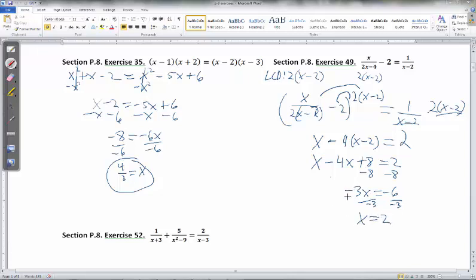Now, that's not actually the answer, because if you check this, plug it back up here, this is undefined, 1 over 0, and so is this. The equation isn't true if you have an undefined on either side. So this cannot be a solution. So that means we have no solution.